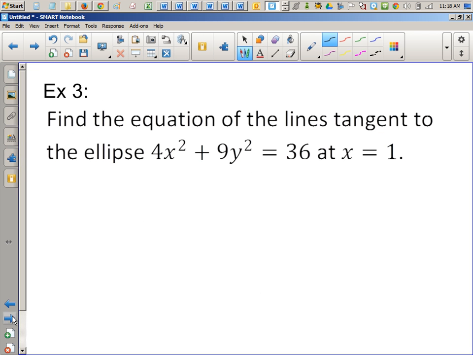Here's our third example. I'll give you a second to copy the question. Find the equation of the lines, plural, tangent to the ellipse at x equals 1. This looks like a really hard problem. This is not a hard problem at all. You'll find out.